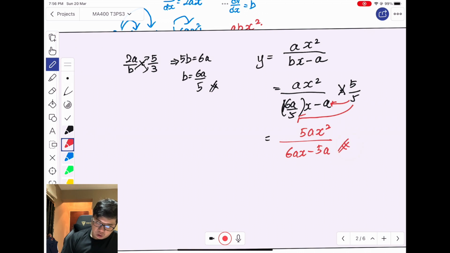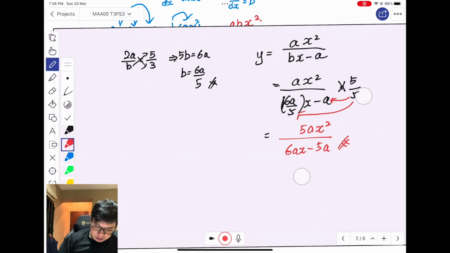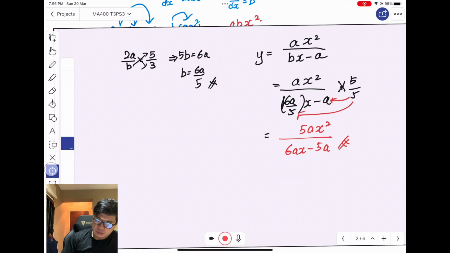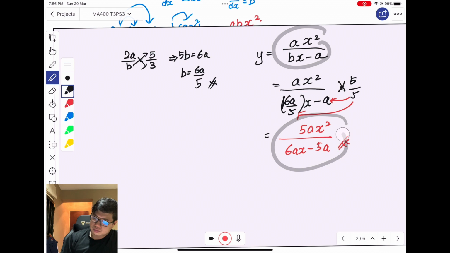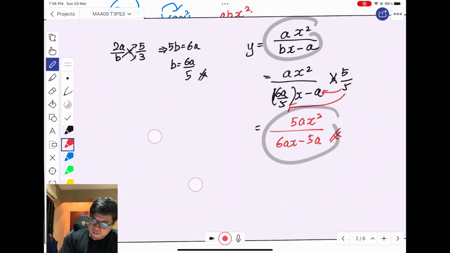Okay, so what does that tell you? Simplify this further, and compare this to the original equation. This tells you that ax², if I cancel the common factor a, is just 5x² over 6x minus 5.